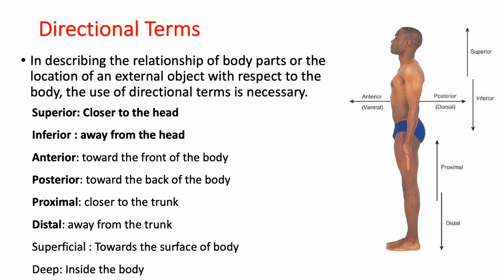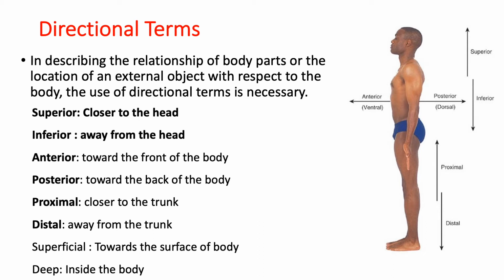So the first term is superior. Superior means closer to the head. Just concentrate on the figure of the human body on the right hand side. The first arrow is towards the head. So superior means closer to the head. For example, the eyes are superior to the mouth because they are closer to your head, right? So this is the example. If you describe things in this way, you will definitely understand this. Inferior is away from the head, right?